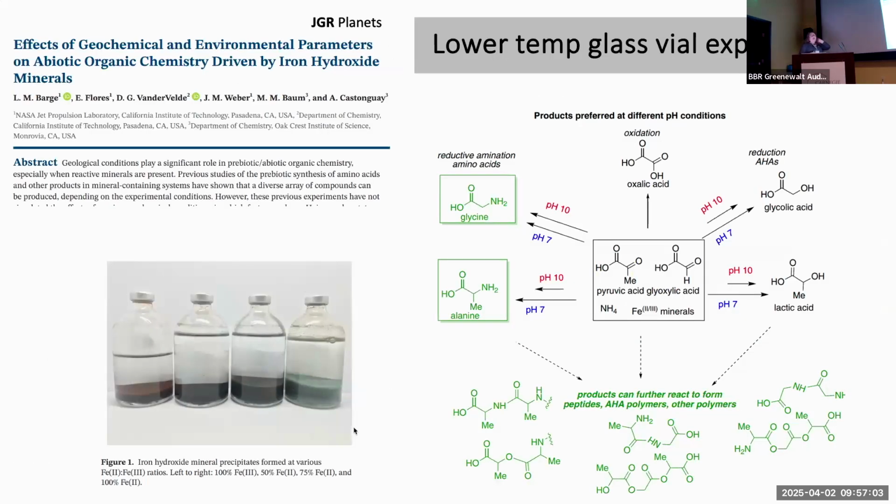Speaking of experiments, you don't have to do all experiments in really fancy, expensive setups. There are experiments you can do in serum vials. This is just one of several studies from the Barge group that does exactly that. In this case, they started from pyruvic acid and glycolic acid and went off in different directions based on pH gradients applied to the system, with different minerals present.